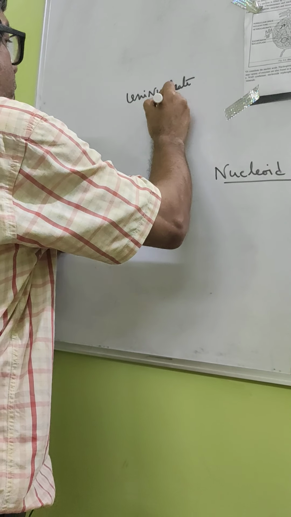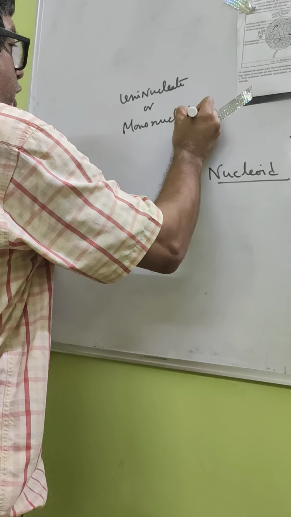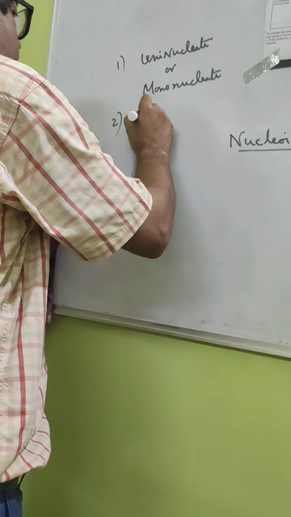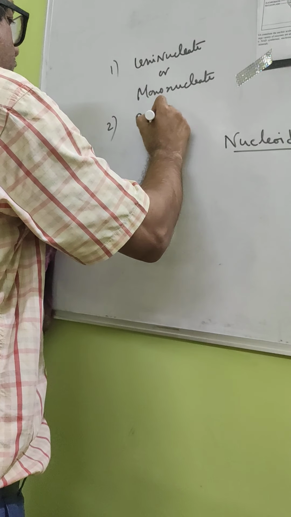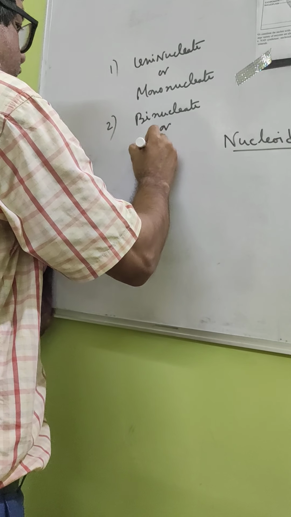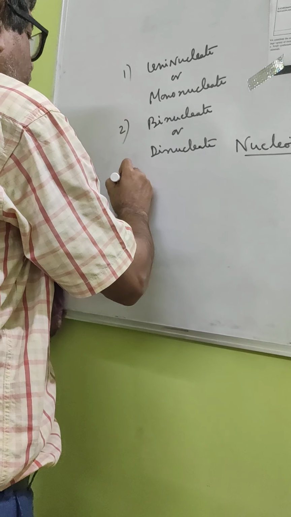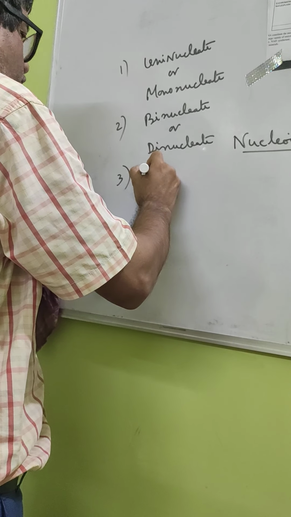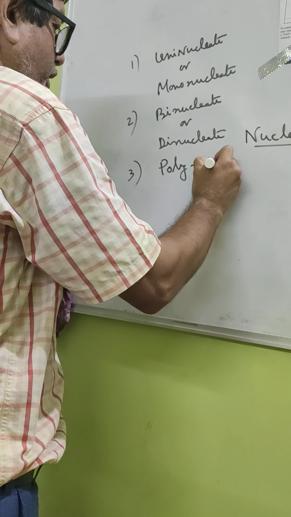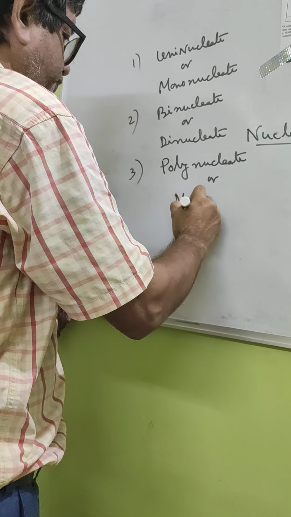Uninucleate or mononucleate. In some protozoa, two nuclei are present. It is called binucleate, or dinucleate. And in some cells, more than two nuclei are present. That is called polynucleate, or multinucleate.